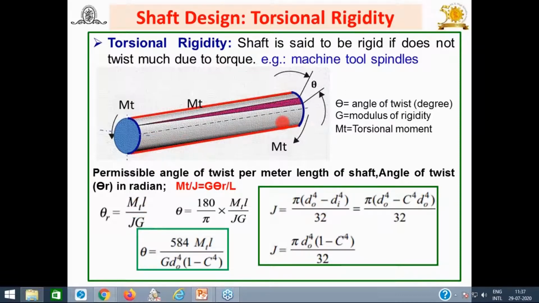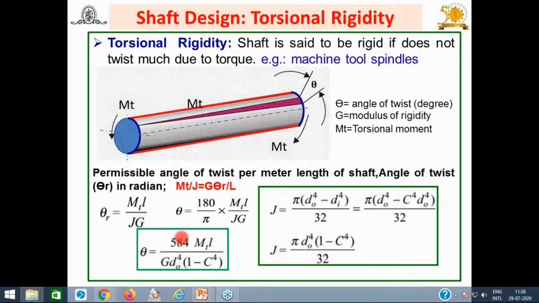MT remains the same, L is the length of the shaft, G is the modulus of rigidity. After substituting the value of J here, what is going to happen? You will get the theta. So this is J, substitute here. You will get theta = 32 MT L / (π G Do⁴ (1 − C⁴)).